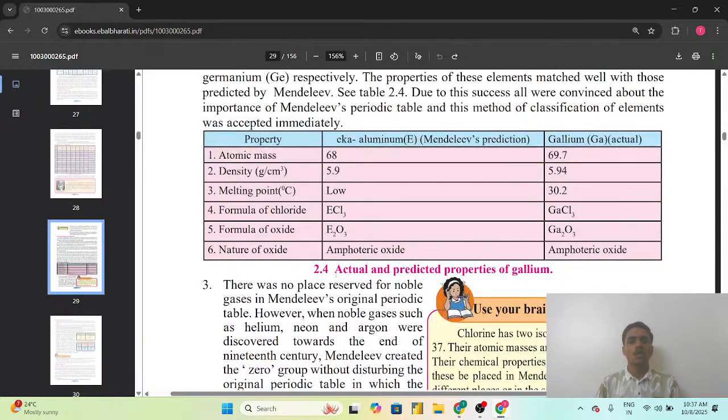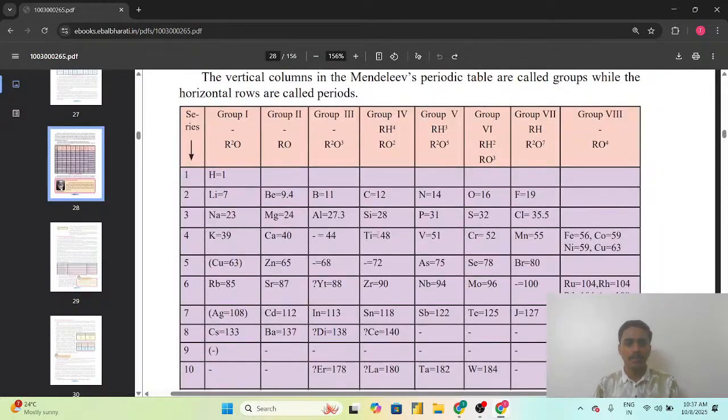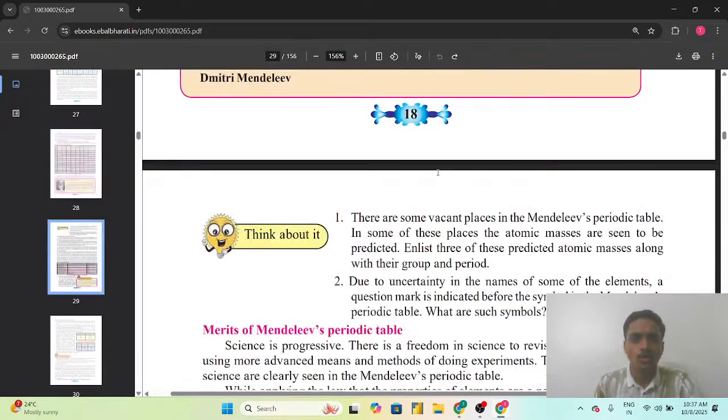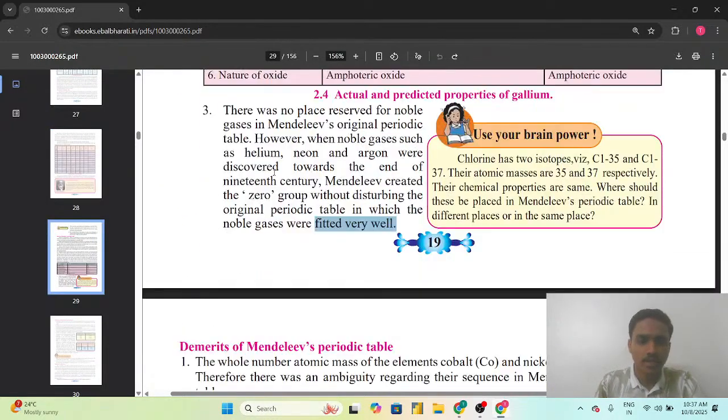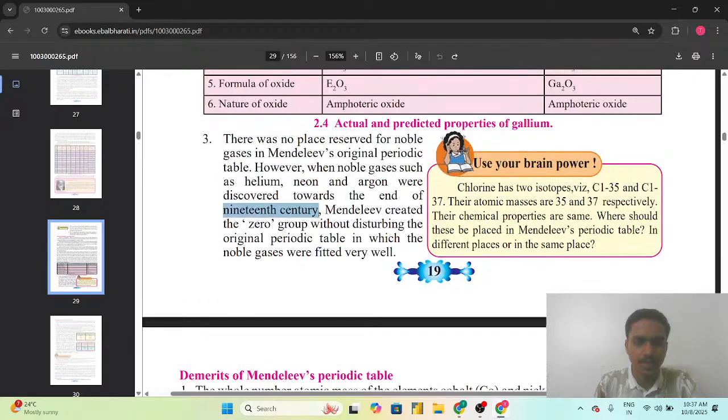तो जैसा कि हम यहाँ पर देख सकते हैं कि मेंडेलीव के पीरियोडिक टेबल में जो उन्होंने प्रपोज किया था उसमें नोबल गैसेस के लिए कोई जगह ही नहीं थी. सो जब नोबल गैसेस मिले एट द एंड ऑफ द 19th सेंचुरी, सो मेंडेलीव ने क्या किया, उन्होंने एक और ग्रुप बना दिया जिसे उन्होंने जीरो ग्रुप कहा. और सारे नोबल गैसेस जो भी डिस्कवर्ड हुए थे एट द एंड ऑफ द 19th सेंचुरी गेट प्लेस्ड एट दैट पर्टिकुलर जीरो ग्रुप. यूज यूर ब्रेन पावर में क्या पूछा है हम देखते हैं.